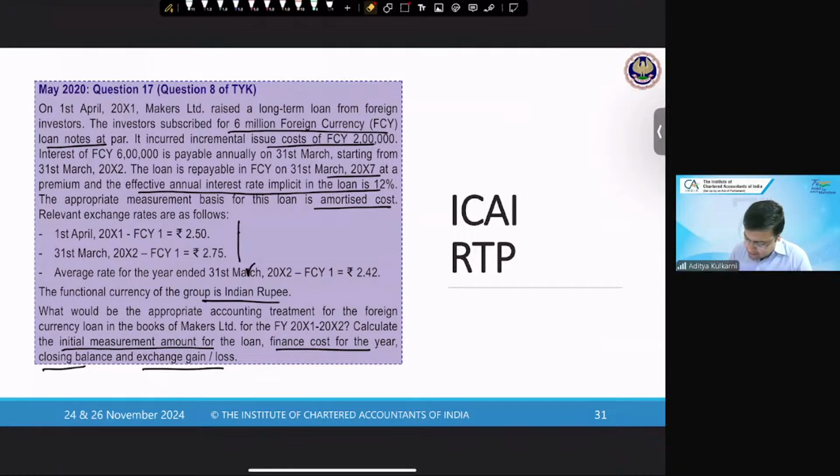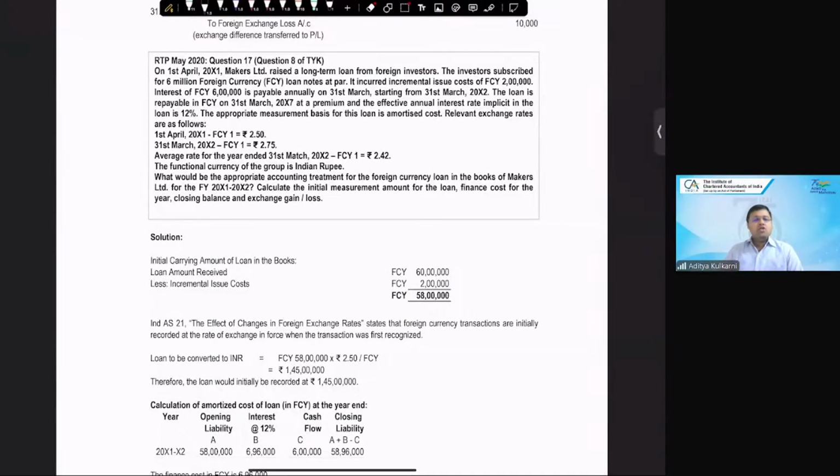So what we are seeing is there is a loan of 6 million. 6 million means 60 lakhs, and there is an issue cost of 2 lakhs. What Ind AS 109 requires is that you measure the loan at initial recognition net of the issue costs. Your loan value is 60 lakhs, incremental issue cost is 2, so your opening balance for the loan will be 58 lakhs, which makes sense because you have only 58 lakhs available for utilization. Okay.